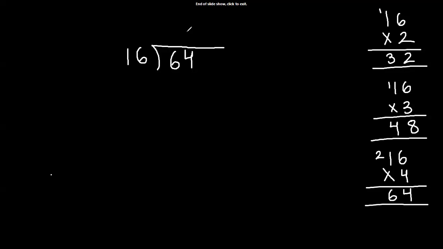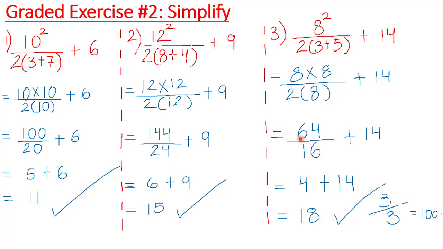So that means that we could put the 4 here. What is 16 times 4? We just figured that out. That was 64. All right, so we have 64 minus 64, which gives us 0. Let me come back to our problem. We have that 64 divided by 16 is 4. Does that make sense? Yes, it does. Okay, good.